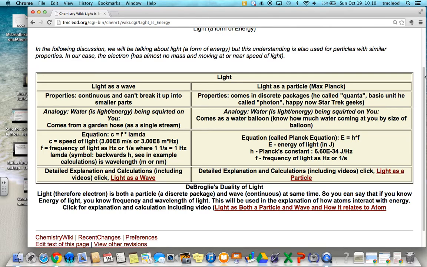So with that, you can relate the equations from above to each other, and you can see that they're linked by the frequency. So if you know the energy of the light, you know its frequency and you know its wavelength. And this will be an important thing when we talk about how atoms and energy interact with each other.